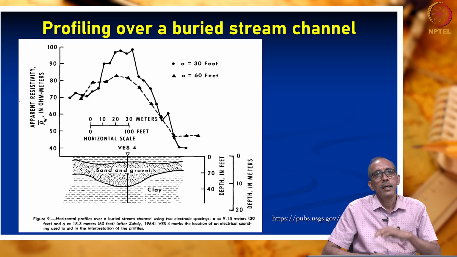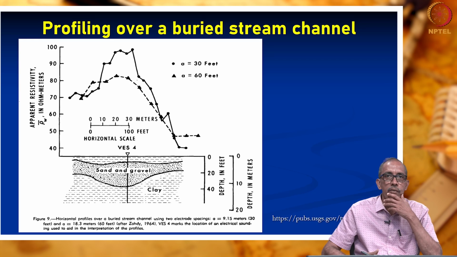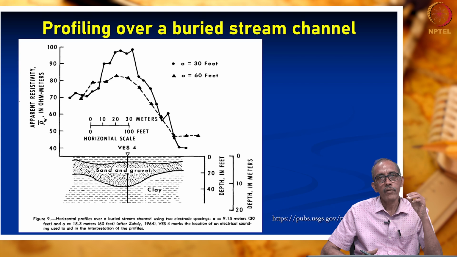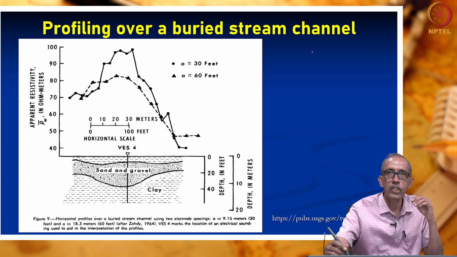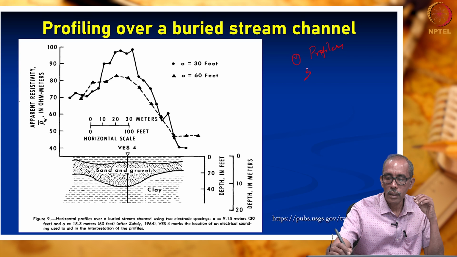Hello everyone. In the previous lecture, we had a look into the different methods of carrying out the electrical resistivity survey in the field. There are three principal methods of carrying out the survey in the field, which are: number one is profiling, number two is sounding, number three is 3D tomography.